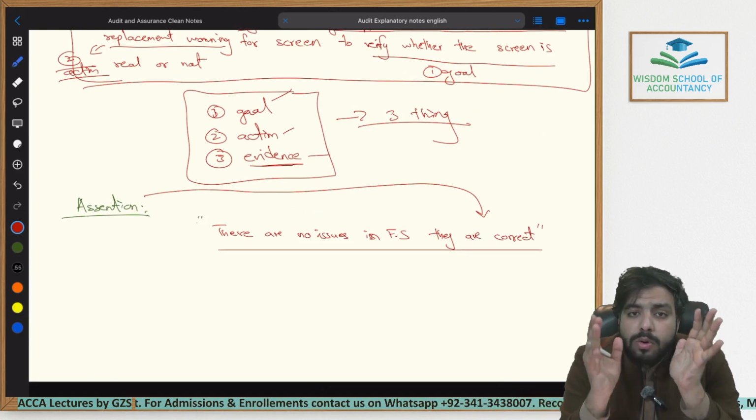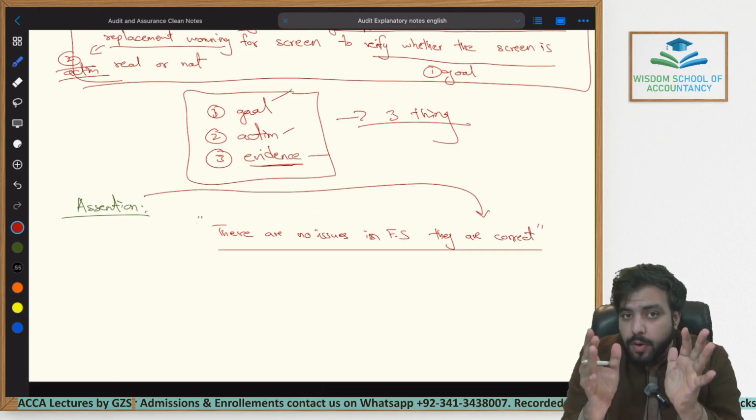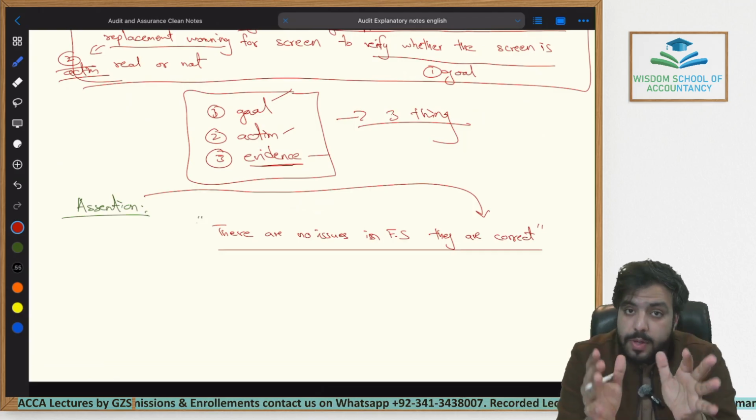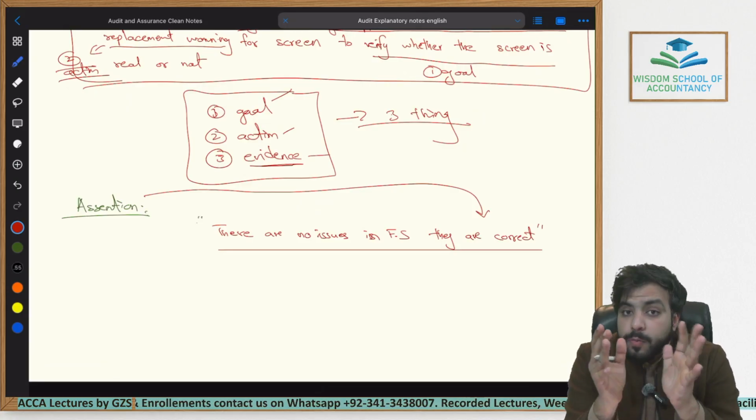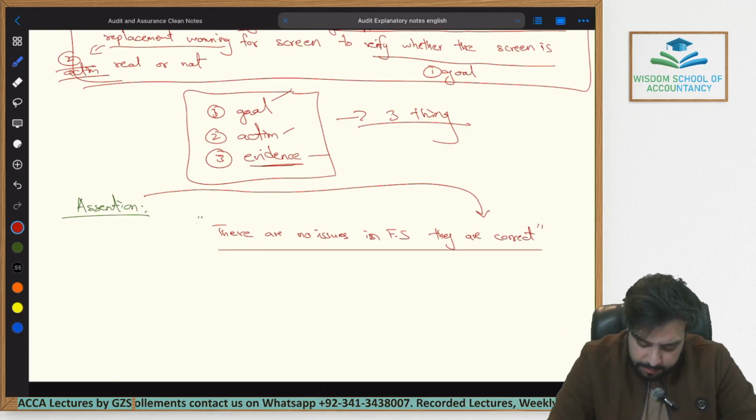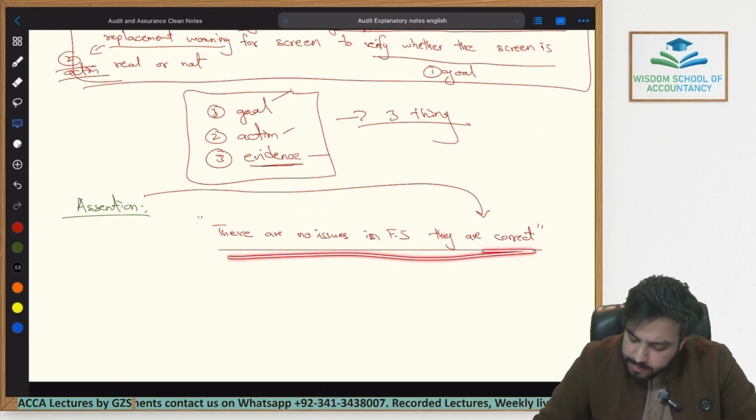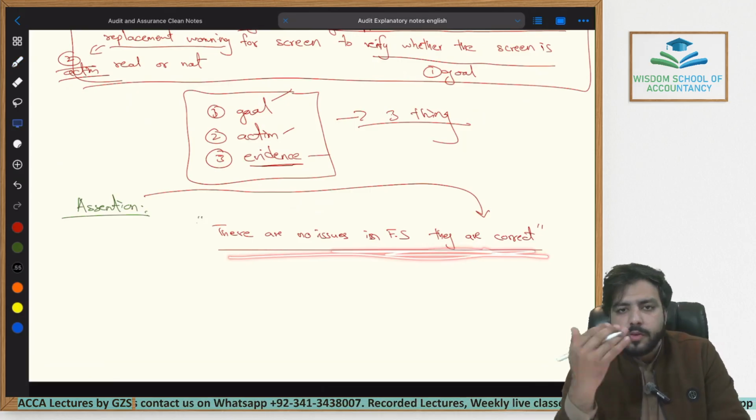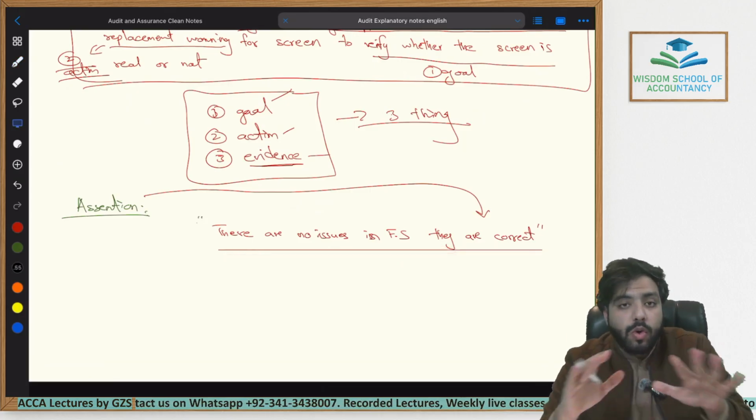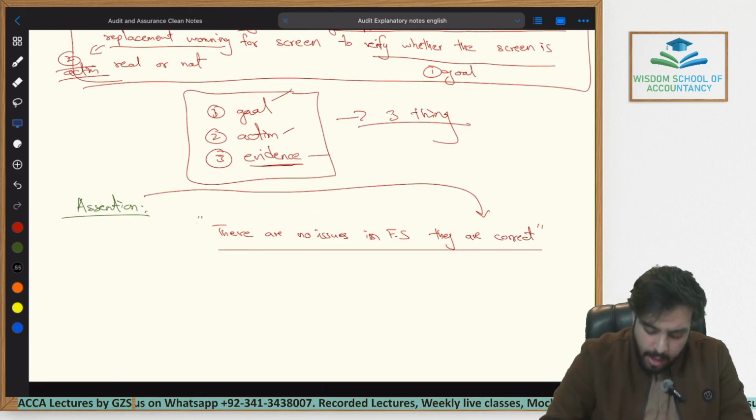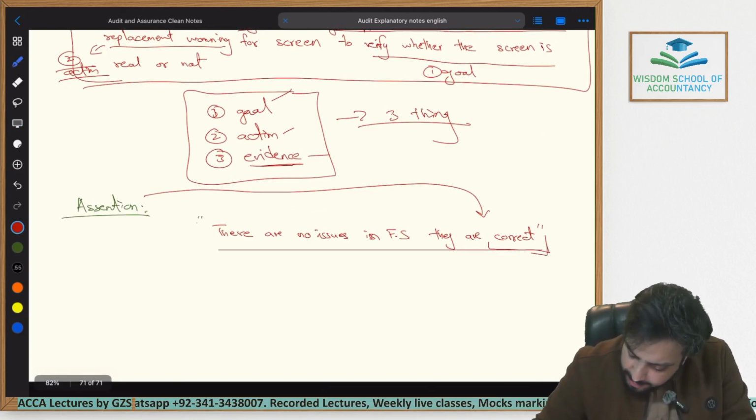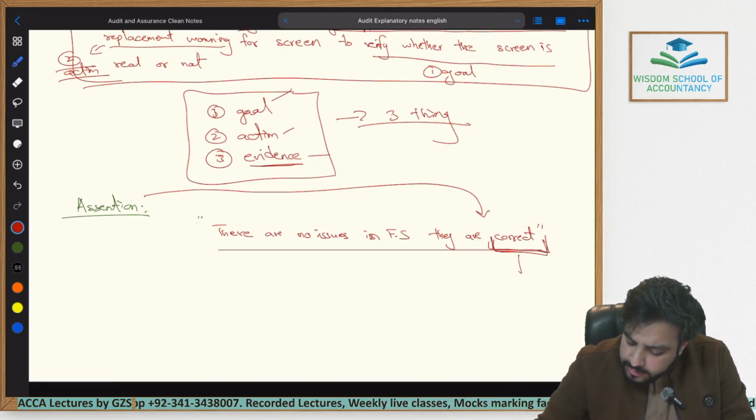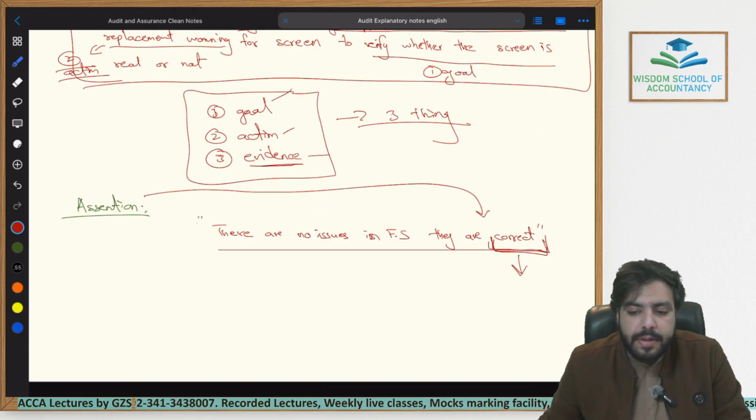When we talk about the word assertion, it is very important for you guys, for your exam as well, to understand this properly. Assertion means that management is trying to say that the financial statements which we have prepared are correct. There are no issues. This is just one line. Whenever management says that our financial statements are correct, they have no issues, this has multiple different meanings.